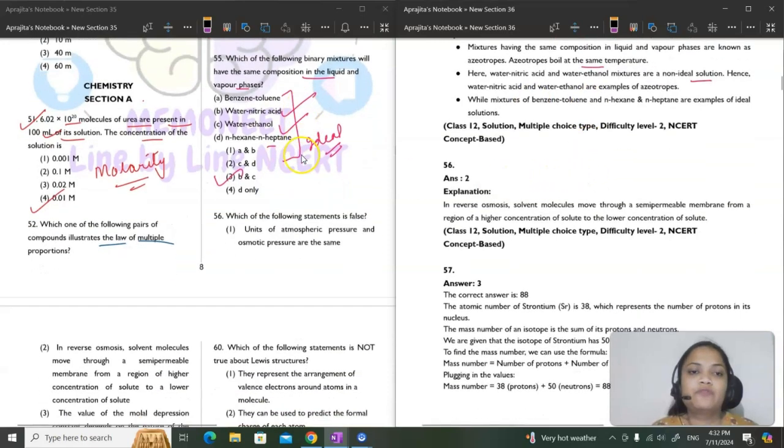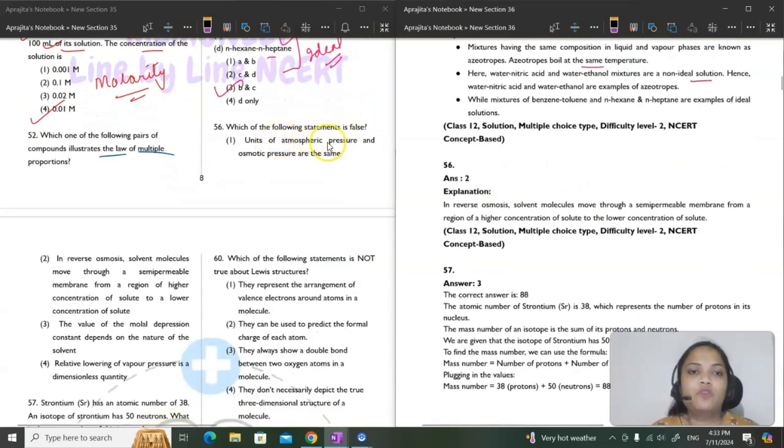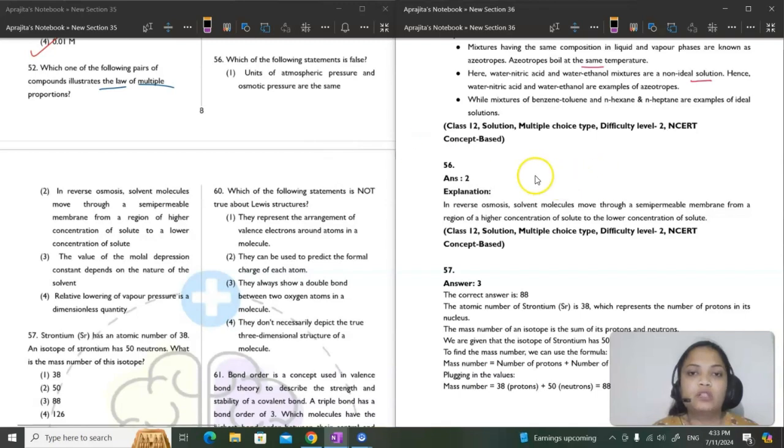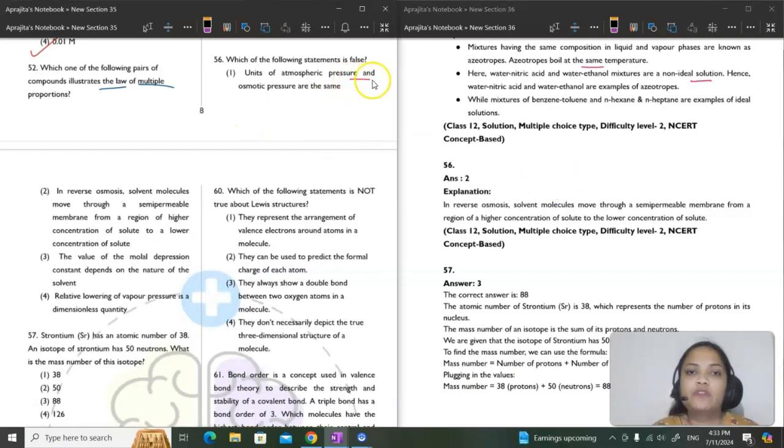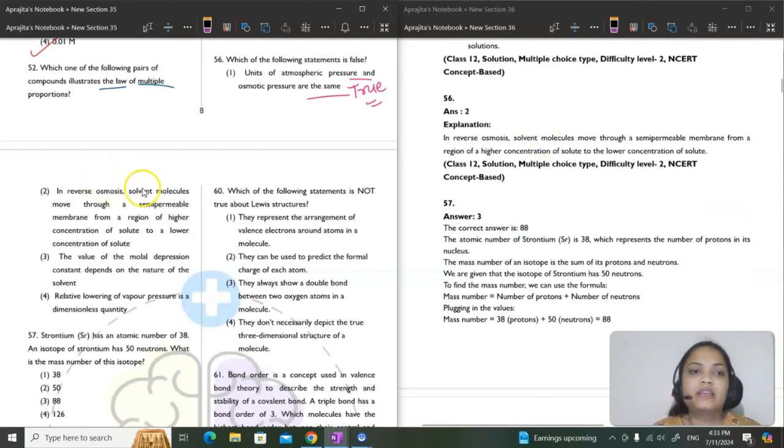Now question number 56. Which of the following statements is false? Units of atmospheric pressure and osmotic pressure are the same. This is true because it's just pressure, so the units would be the same. Next is, in reverse osmosis, solvent molecules move through a semi-permeable membrane from a region of higher concentration of solute to a region of lower concentration of solute. So what happens in reverse osmosis?